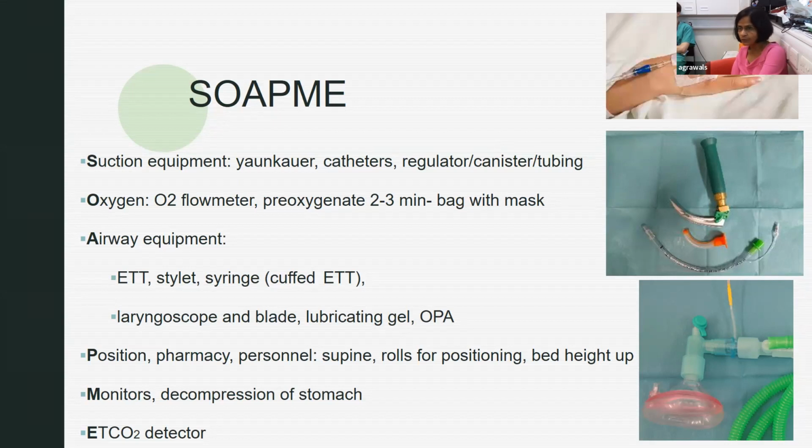Of course, we should not forget IV access. In the ideal world, you would want two working IV accesses, one for the induction drugs, and the other for resuscitation if required. And we do also always have to anticipate if things don't go to plan, who else is available, who should be informed.